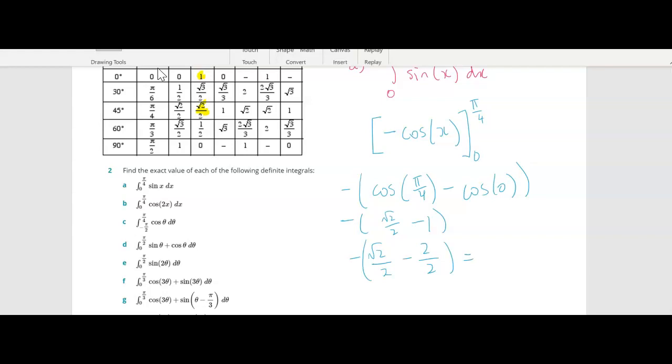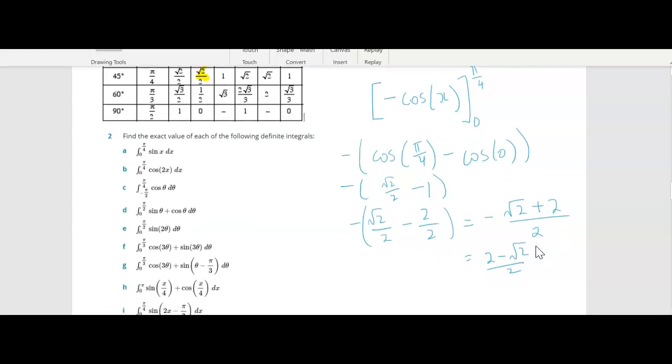So that's going to become negative root 2 minus 2 all on 2. And that negative is multiplying both the root 2 and that 2, so I should put a plus there. So we've got 2 minus root 2 on 2. My year 10s, and I don't think you guys do it, often would cancel them out. They don't cancel, so don't make that mistake. It's just 2 minus root 2 on 2.